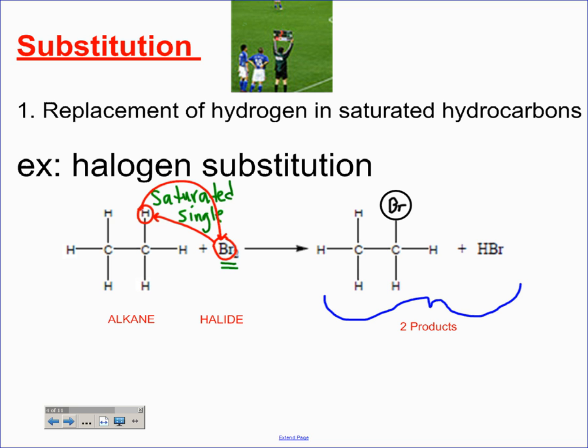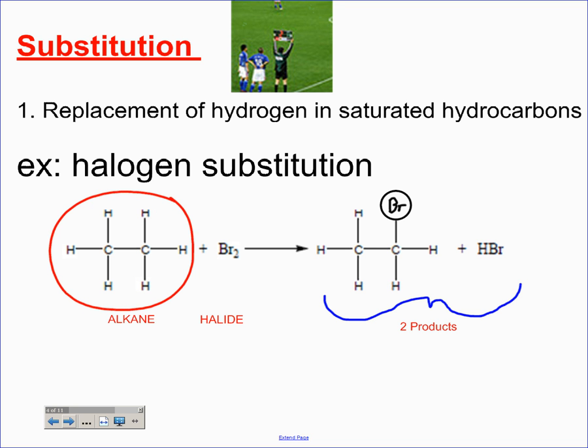So let's do that one more time. This is substitution. Think about a ball game. You have a full field. It's a saturated hydrocarbon. In order for the bromine to react, you have bromine, which is a diatomic. One of the bromine atoms is going to substitute in for one of the hydrogens on the alkane. The hydrogen is going to then come sit on the bench next to the bromine. So if you look at the products, you get HBr, and also you get a halocarbon where you have the bromine substituted in for one of the hydrogens.